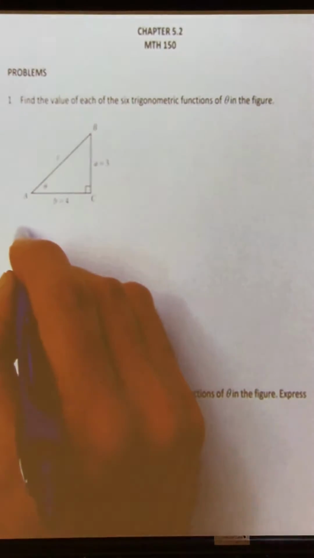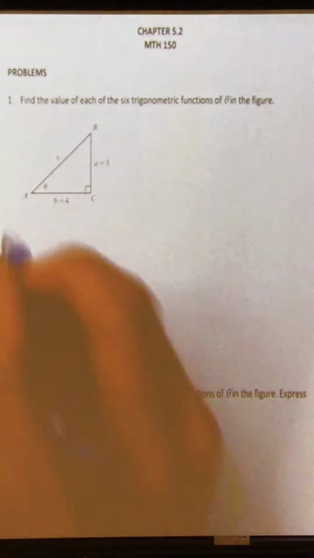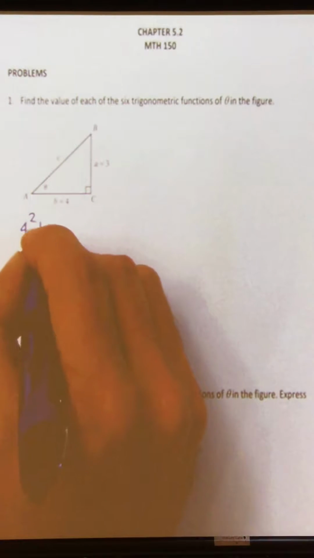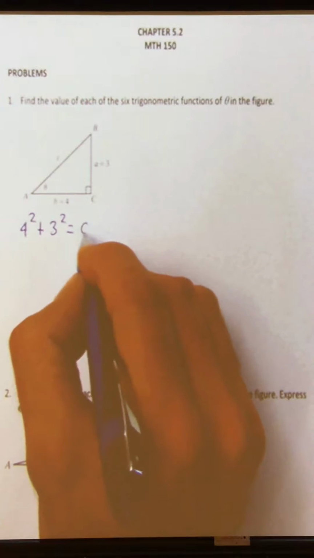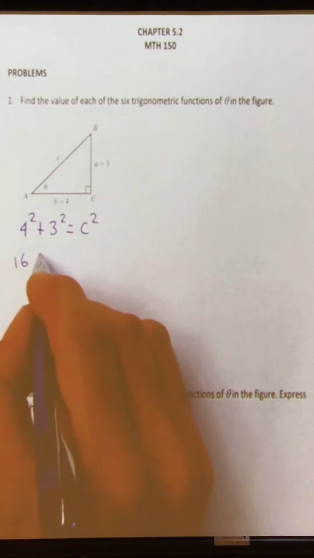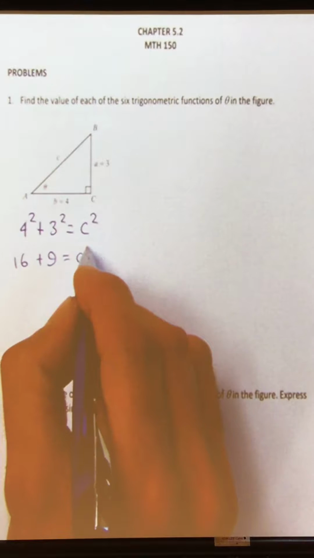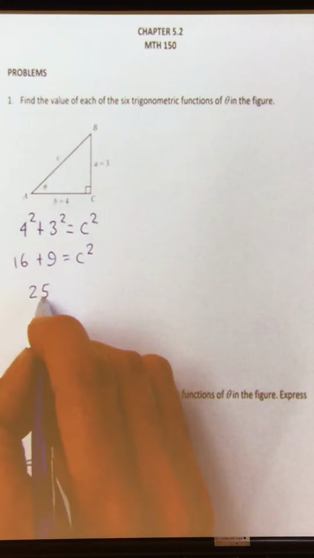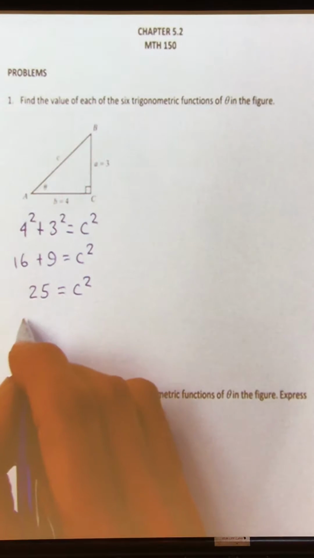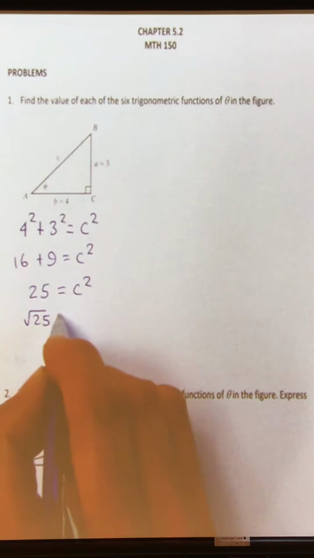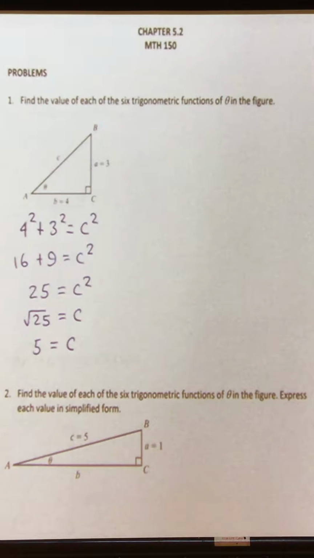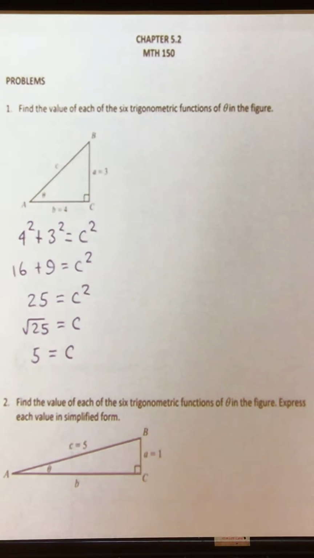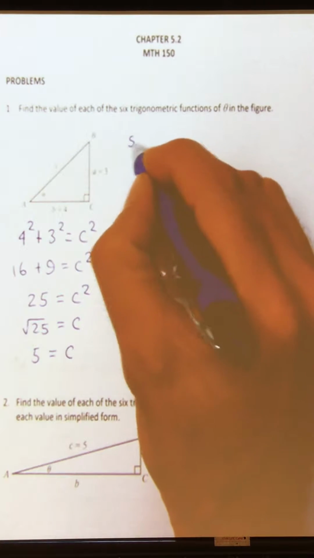The adjacent side squared, 4 squared, plus the opposite length squared, 3 squared, is equal to the hypotenuse squared. So 4 squared is 16, and 3 squared is 9. 16 and 9 make 25, and the square root of 25 is the length of the hypotenuse, so 5 is the length of the hypotenuse. This is a standard 3, 4, 5 right triangle. And now we can get the values of the trig functions.